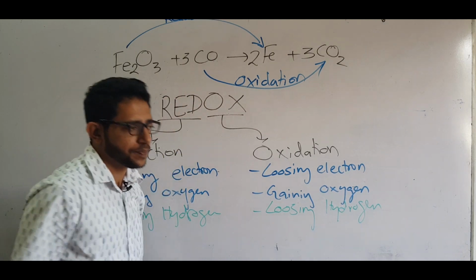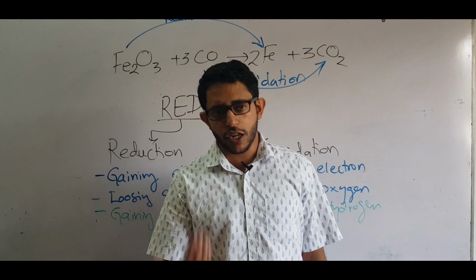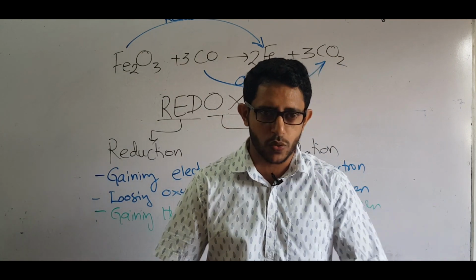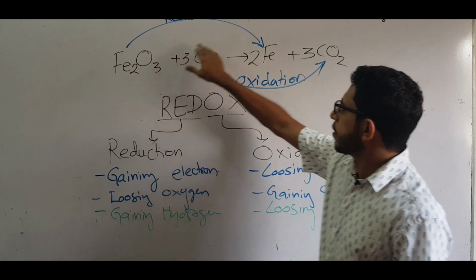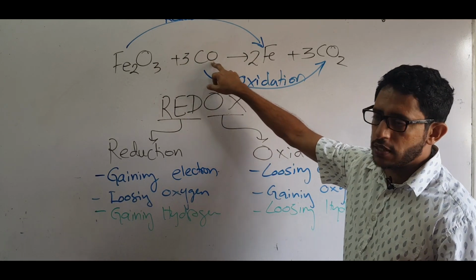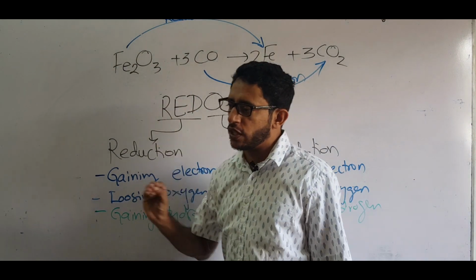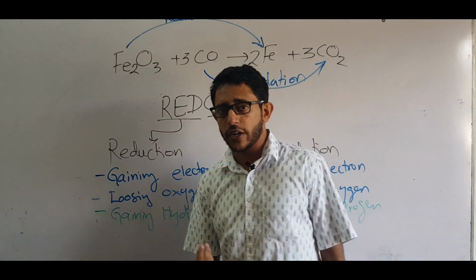The next thing is, when there is a reduction, I told you there is an oxidation as well. When iron gets reduced here, it makes carbon get oxidized. So we say this whole compound Fe2O3 helps carbon to get oxidized.